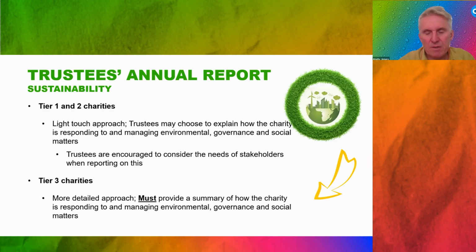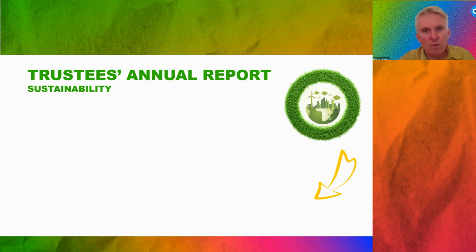For your tier 3 charities, it's a much more detailed approach. Those charities must provide a summary of how the charity is responding to and managing ESG. So what potentially is that going to look like? Well, I think the reporting here is going to evolve. This is kind of new territory for a lot of charities, and there have been some studies in recent years about what percentage of charities do make any comment about ESG in their trustees' report.